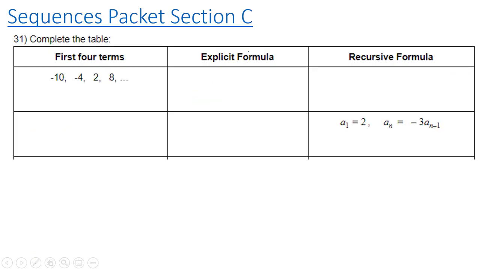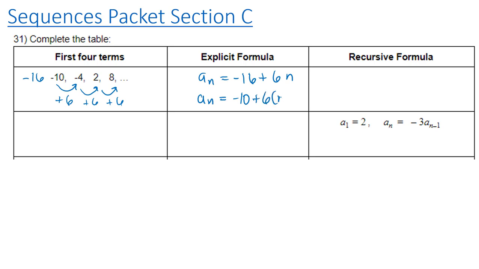Okay. Now this one has you bopping around. Explicit formula is what we did before. Recursive is the new thing. Okay, so explicit, I'll let you think about that one. You could write it either of these two ways. Okay, for recursive, start with -10, to find the current term, take the previous term, and add 6. That's it.